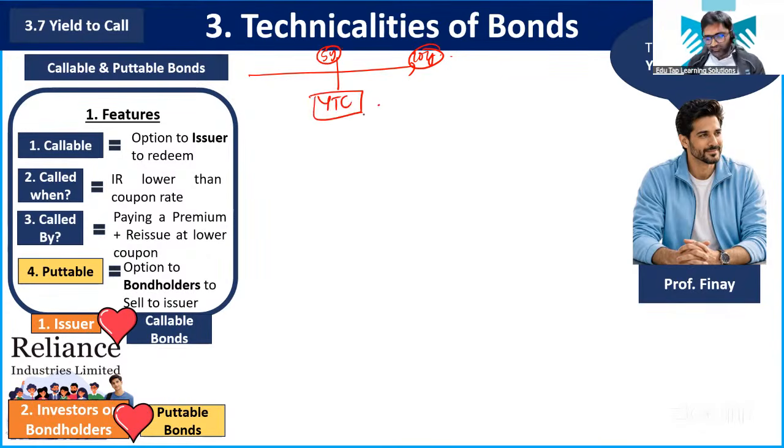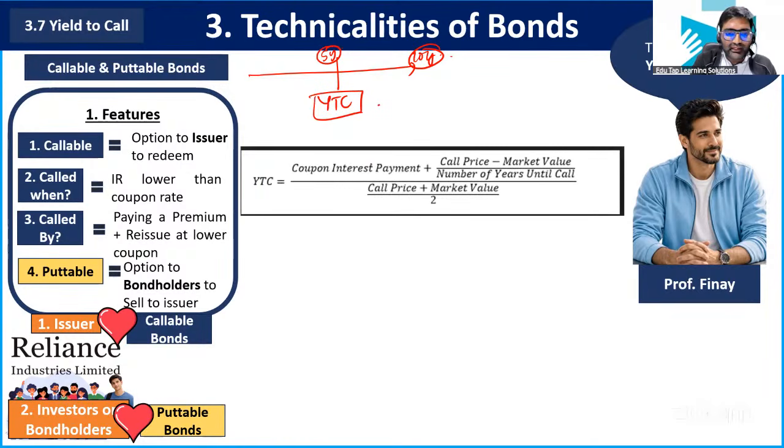The formula is also very simple. Same formula as yield to maturity, do you remember? Annual interest plus par value minus current market price, divided by number of years, divided by par value plus current market price by 2.